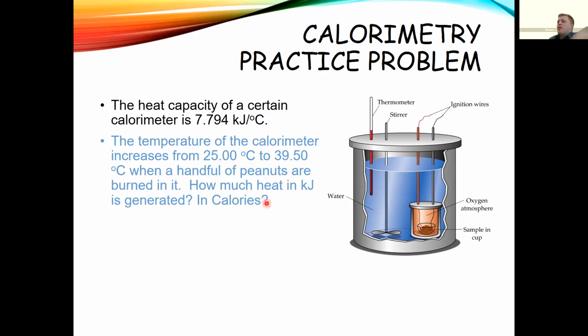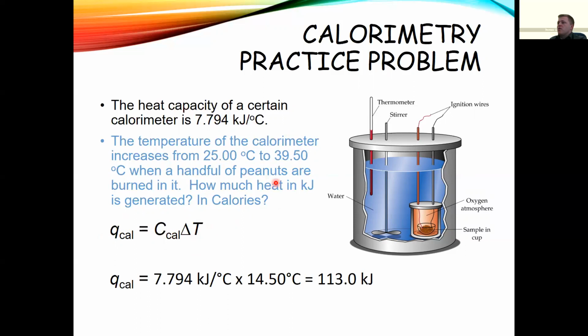We're going to work that problem the same as we've worked them before. We'll start by acknowledging that the heat absorbed by our calorimeter is equal to the heat capacity of our calorimeter times our change in temperature. So we have our heat capacity of our calorimeter, that's just 7.794. And our change in temperature will just be 39.5 minus 25. That'll be 14.50. We'll just multiply those two numbers together and find that we got 113 kilojoules of heat.